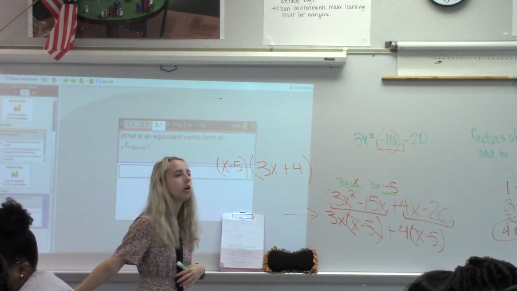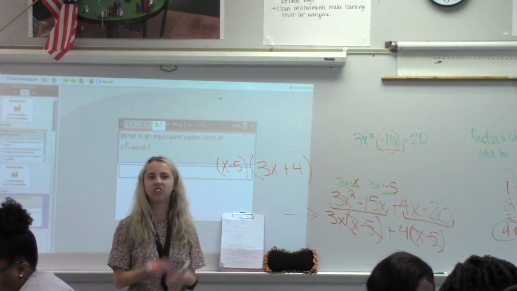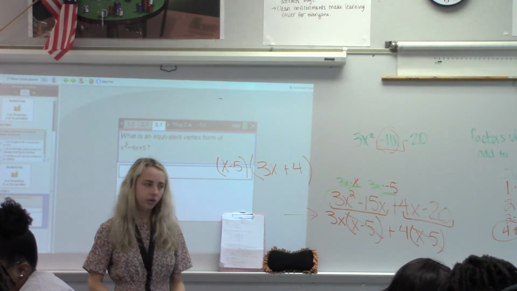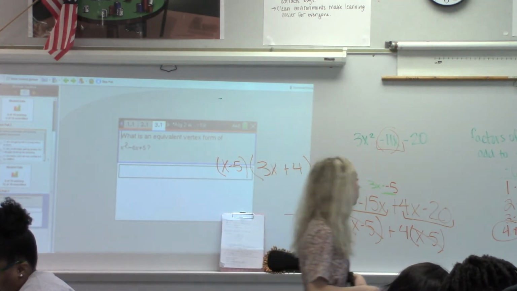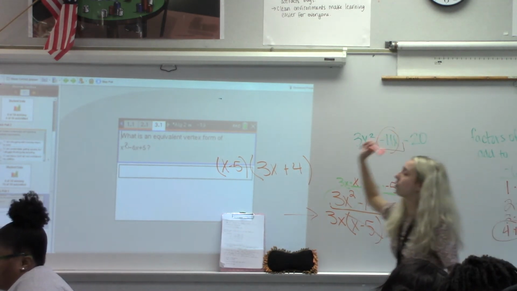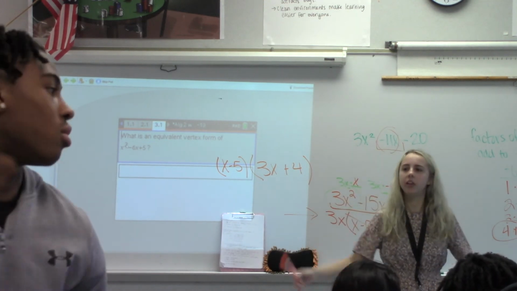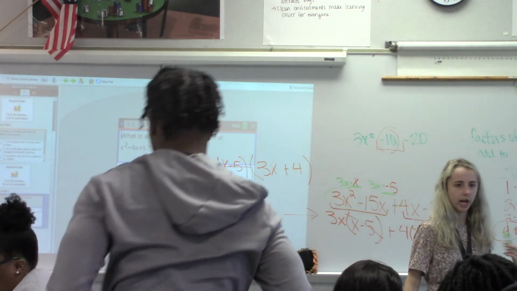Then we'll come back together, talk about this one, and then Mr. Kenny's going to explain how this all ties together with everything we've been doing and finding solutions. So guys, notice this one just says you have to write it in vertex form. We don't have to find the solutions yet. We'll be doing that later when we actually solve for x.